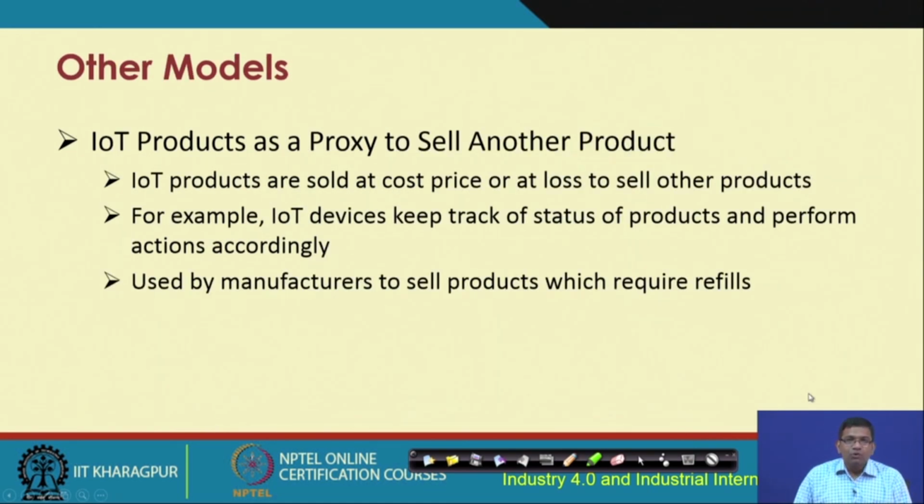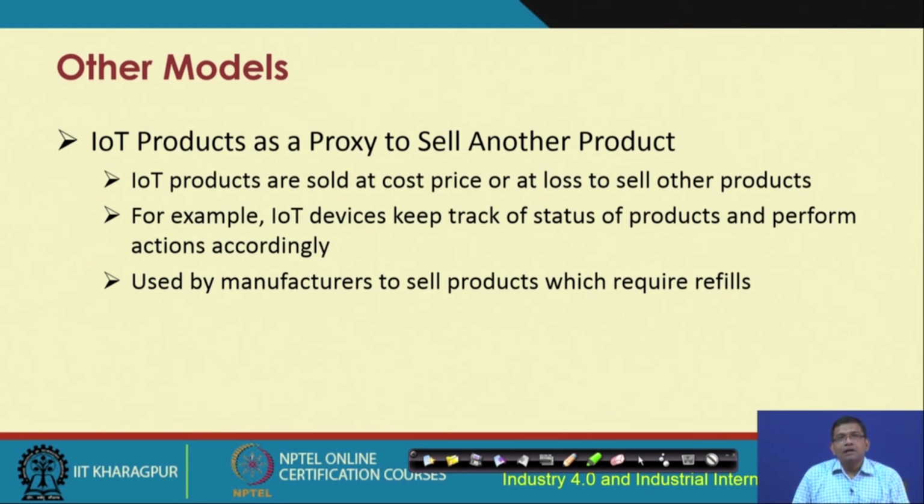As I was telling you earlier, beyond these business models, there are different other business models that have been proposed in the literature. Let me just talk about some. IoT products as a proxy to sell another product is another kind of business model. So, IoT products can be used as a proxy to sell another product.